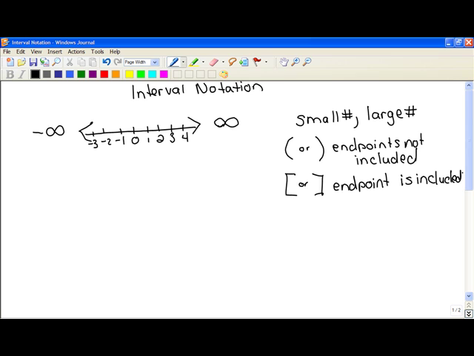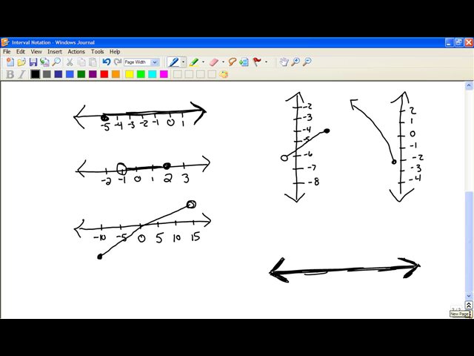Since infinity and negative infinity are not actual real numbers, they are always going to use the round parentheses. And this is because, again, they're not an actual number, they're a concept of being the largest or the smallest number. So with interval notation, we're going to see that we'll always write the small number first, then a comma, the large number, and we'll put the endpoints on.